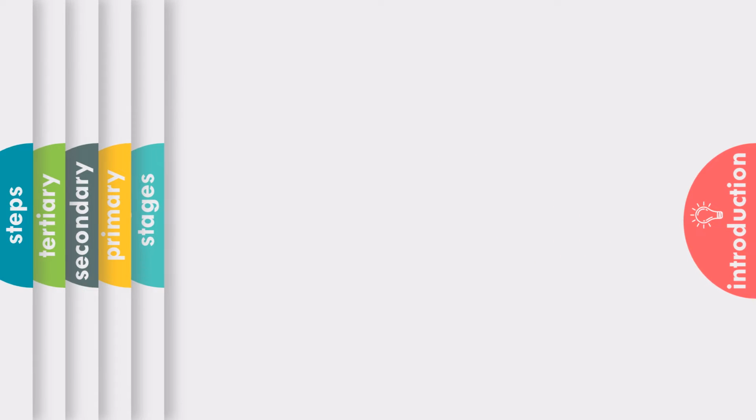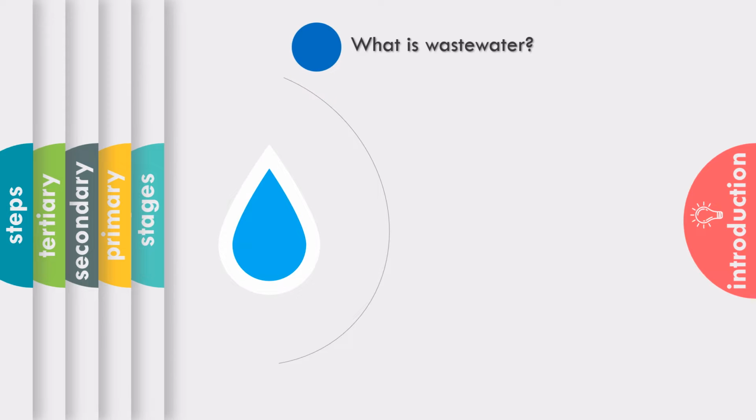Now moving forward to the introduction. What is wastewater? Wastewater is used water composed of human waste, food scraps, oils, soaps and chemicals. Now, types of wastewater. There are basically three types of wastewater: black water, grey water and yellow water.